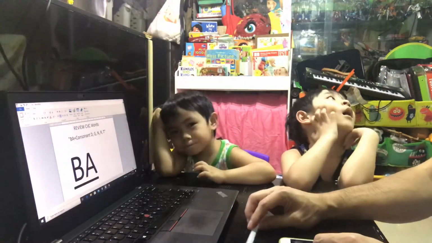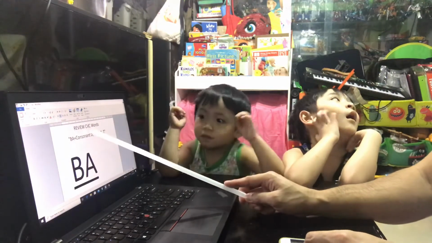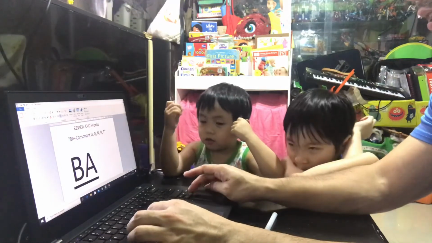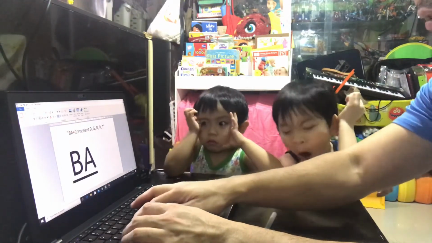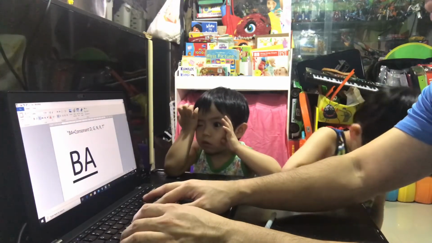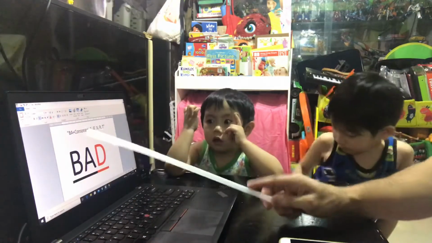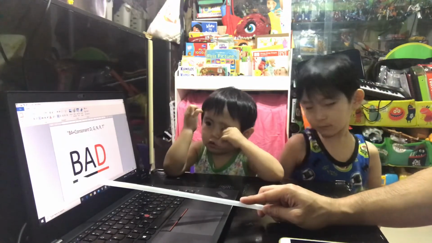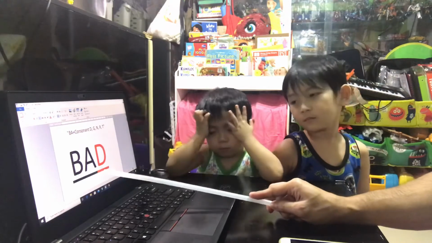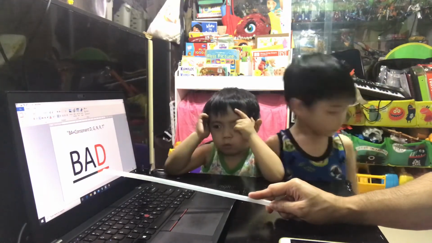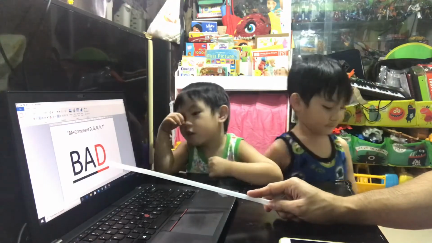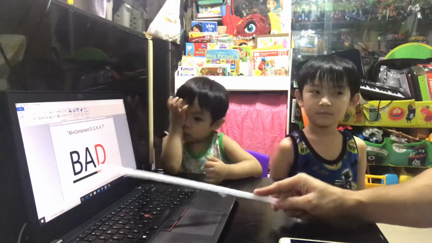Okay. Let's try to combine consonant, vowel, consonant. Let's try this one. Is this a consonant? Consonant. Is this a consonant? No. What is this? Is this a consonant? Yeah. Okay. So this is a consonant, vowel, consonant. Read this first.